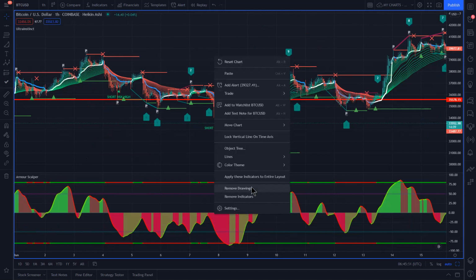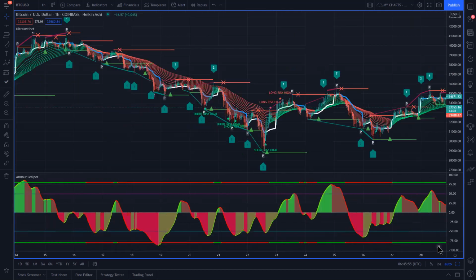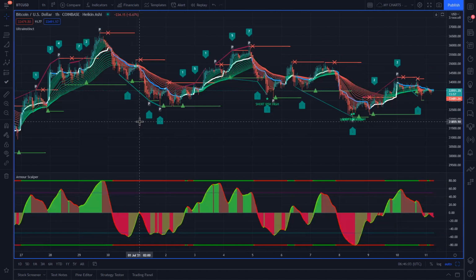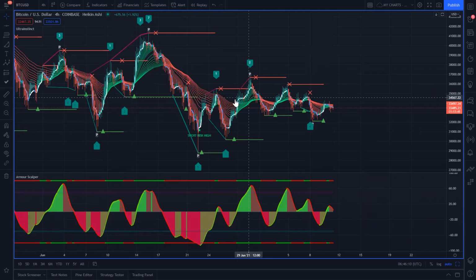So let me show you the next one. You can use the automatic support and resistance for your trades. First, you need to look at the 4-hour chart. This is the third strategy. Look at 4 hours, and check out the support. Okay, next support is this.